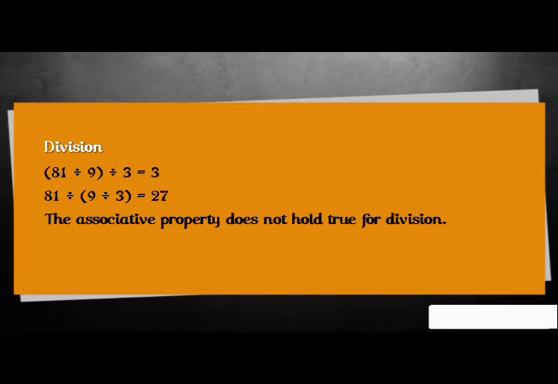Now let us change the position of the bracket and find the value of 81 divided by 9 divided by 3 in bracket. First solve the bracket to get 3 and divide 81 by 3 to get 27. We can see that the answer is not the same in both the cases. So division is not associative for the whole numbers.